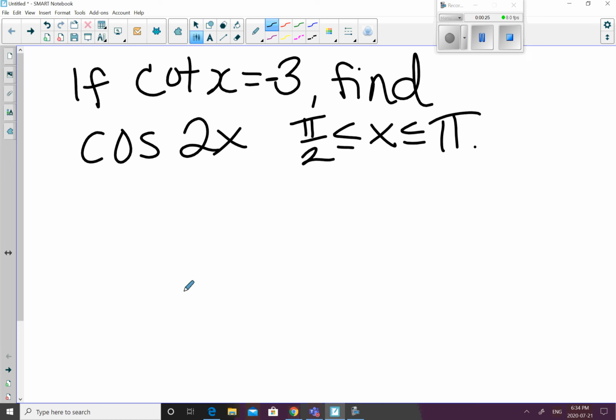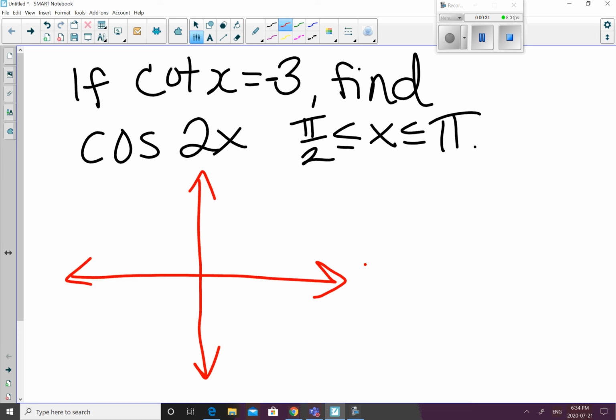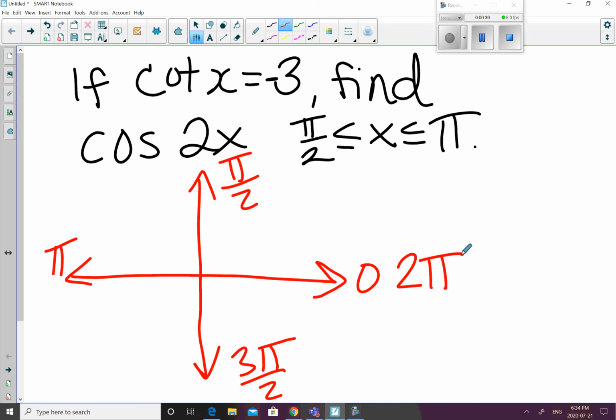So if I draw my angle in standard position, it's going to look like this. Remember, this is 0, this is pi by 2, this is pi, this is 3 pi by 2, and this is 2 pi. So I'm going to have an angle x that's between pi by 2 and pi, so it's in the second quadrant. And that fits with the CAST rule. We know that tan should be negative there, so cotangent should be negative as well.